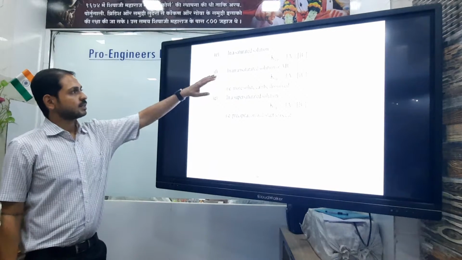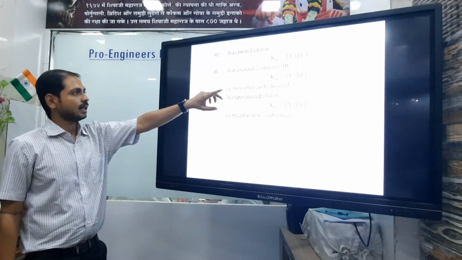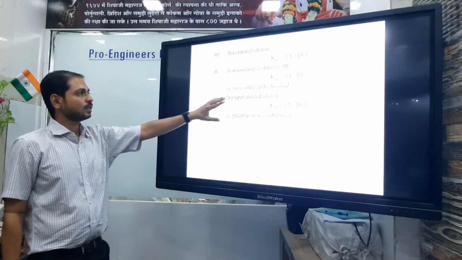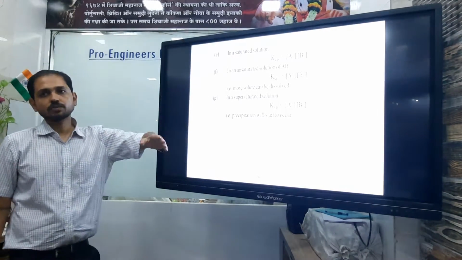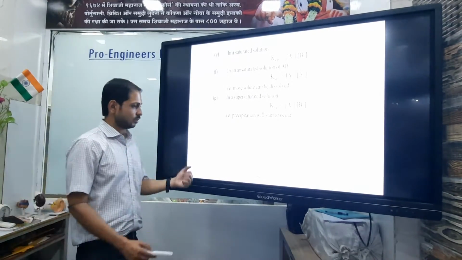So from the product of the concentration of the cations and anions, by comparing with the Ksp values, we can tell whether it's a saturated solution, a supersaturated solution or an unsaturated solution, right?